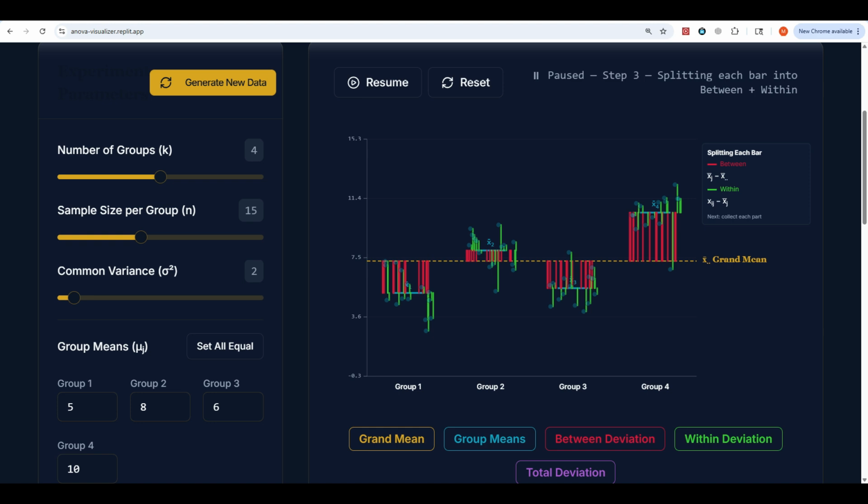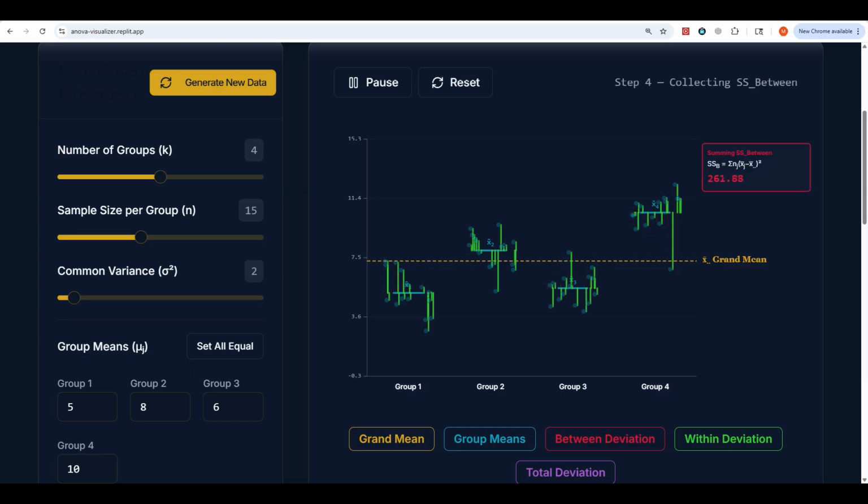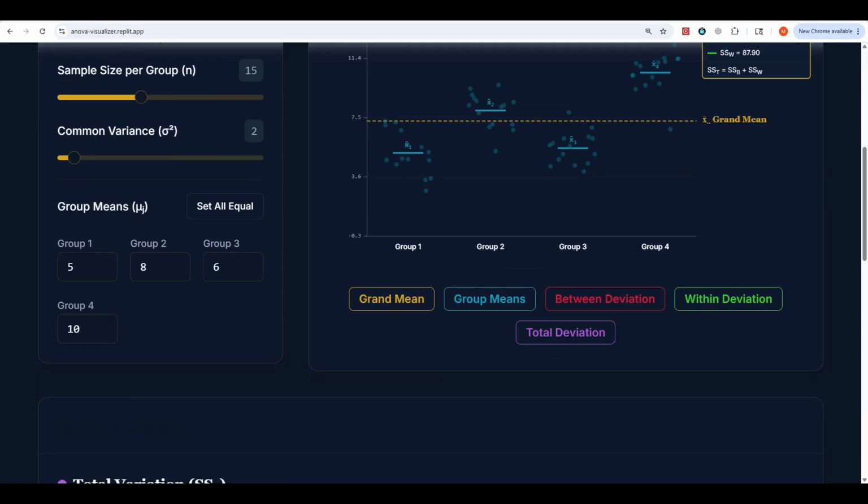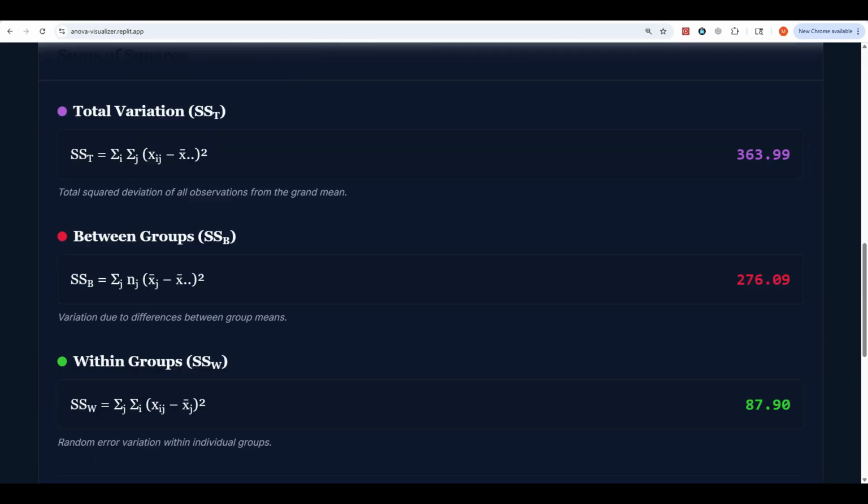the observation is. So the animation then will calculate the between sums of squares, squaring all of the red lines and adding them up, and then doing the same thing for the green lines. And you can see here that the total sum of squares then breaks out into the sum of squares between the red lines and the sum of squares within the green lines. This sets the student up for the formulas that come below all of that in the next section.